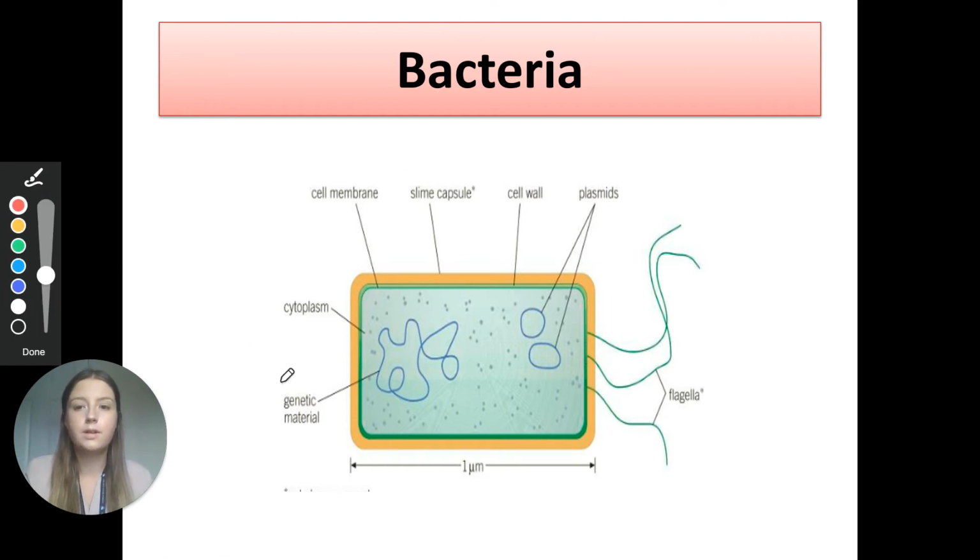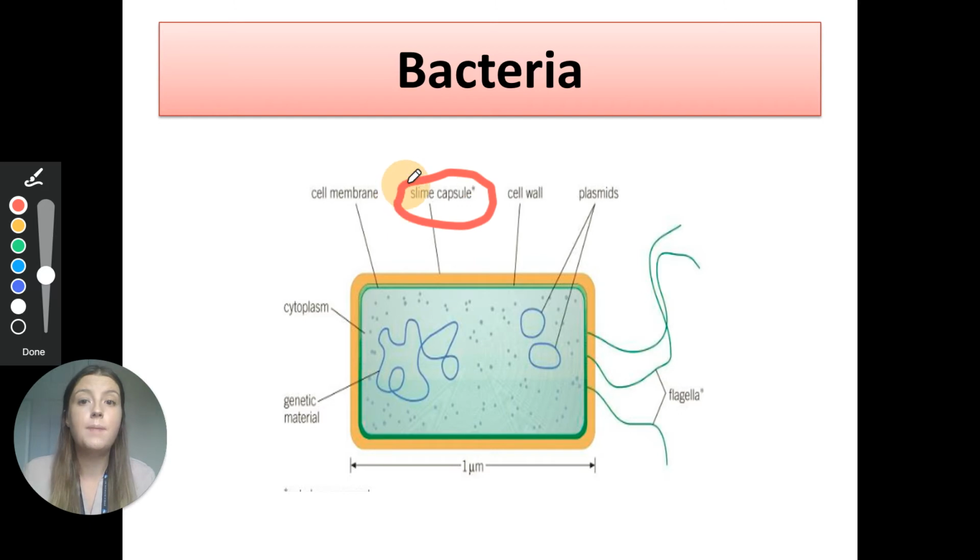So if we look at, first of all, this is what I've talked about before, so the genetic material. So the genetic material we can see here is free. Okay, it's free in the cytoplasm, unlike in eukaryotic cells where the DNA is stored in the nucleus. Okay, we've got our cytoplasm, so that is in both plant and animal cells. We've got a cell membrane, so we know about that's where substances are exchanged, so substances can enter and leave the cell.